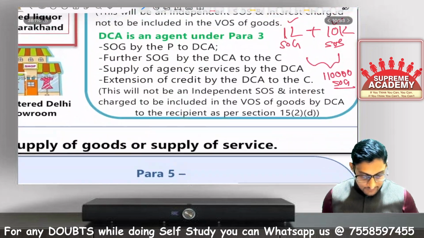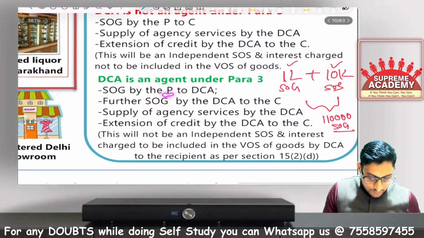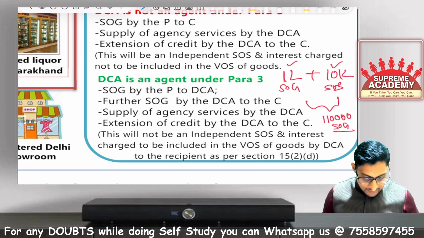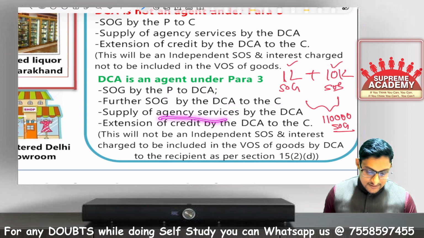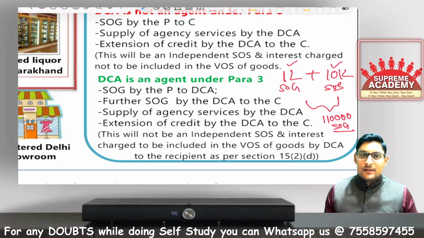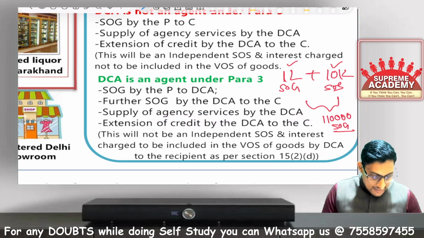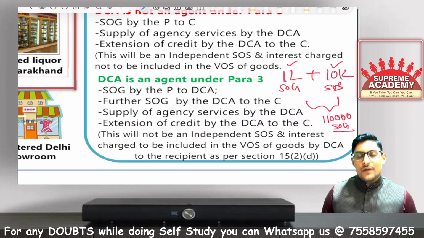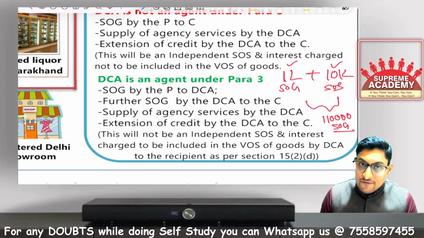So what will happen? The goods by principal to agent, then agent to the customer, we have seen in the diagram above. Also agency services supplied by the agent to the principal, that also we have seen. And credit facility given by the agent to the customer. Now the agent is giving the customer the credit facilities.